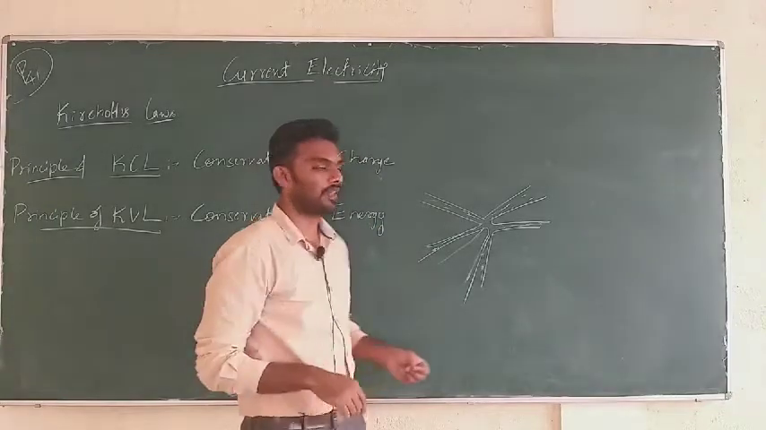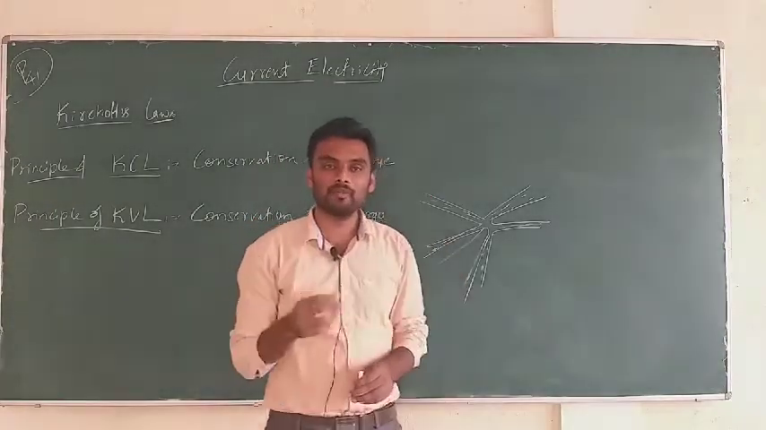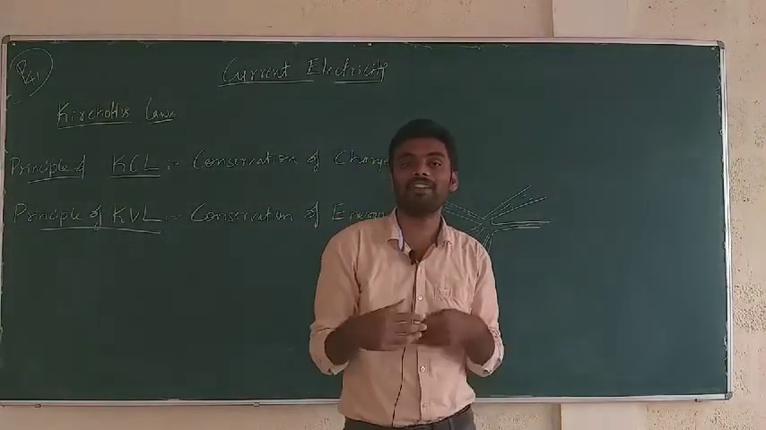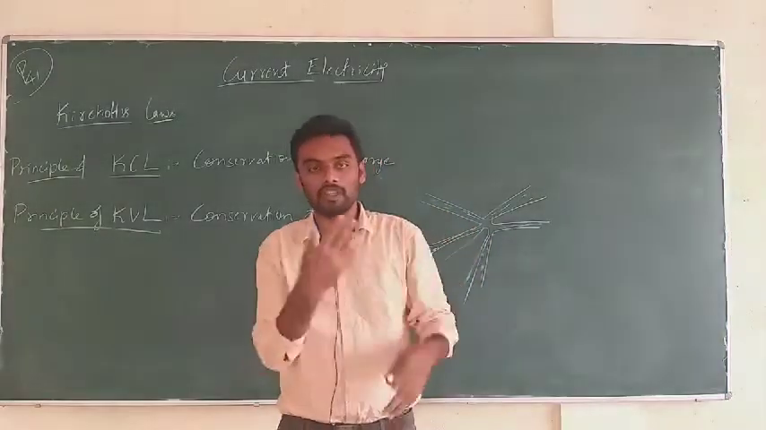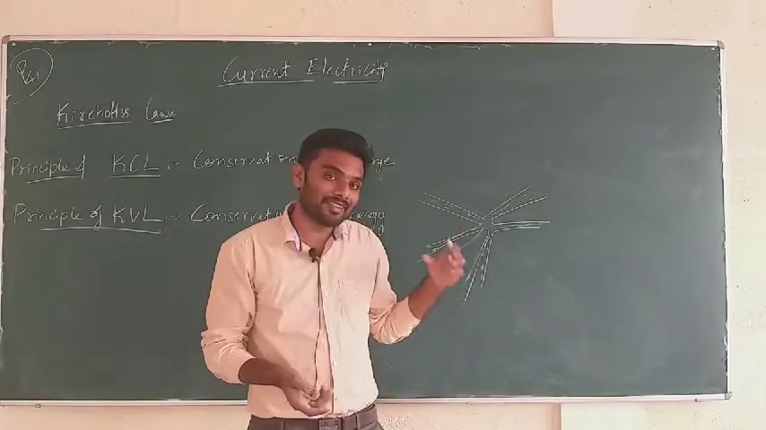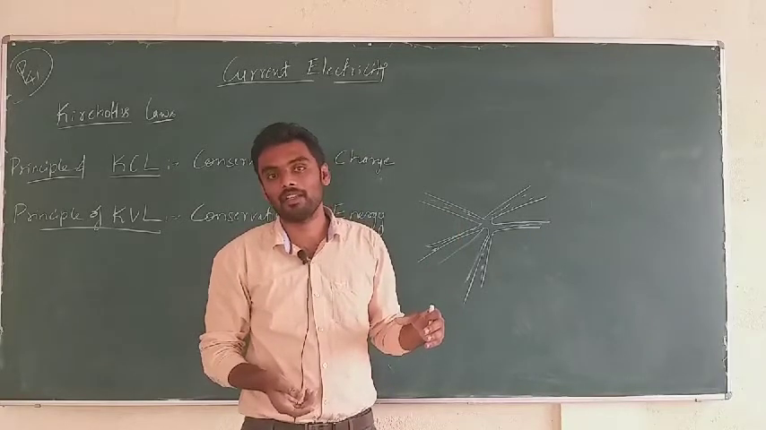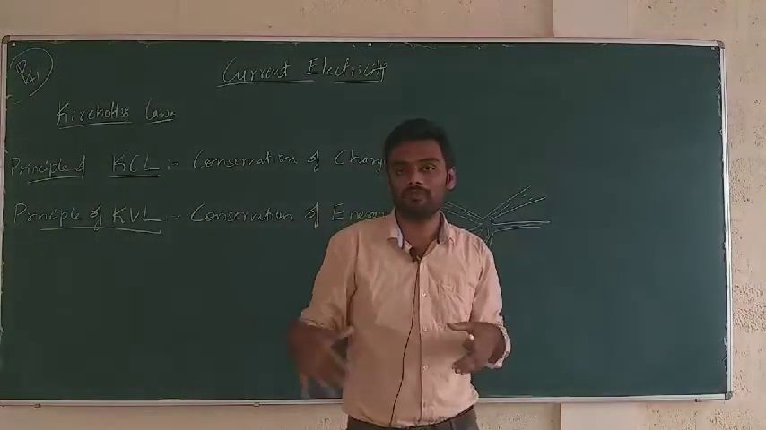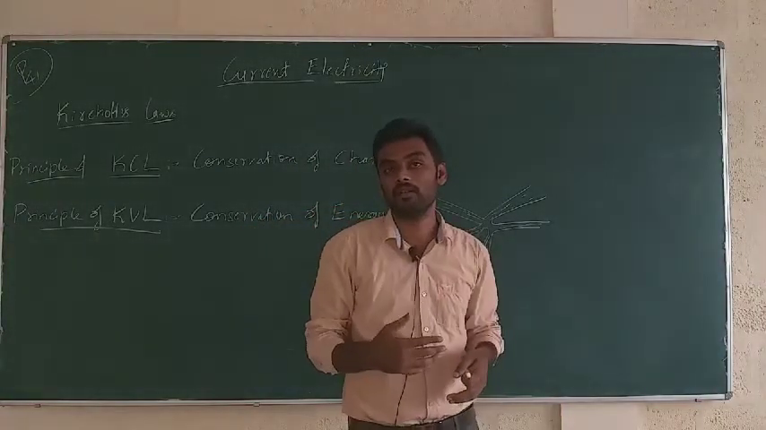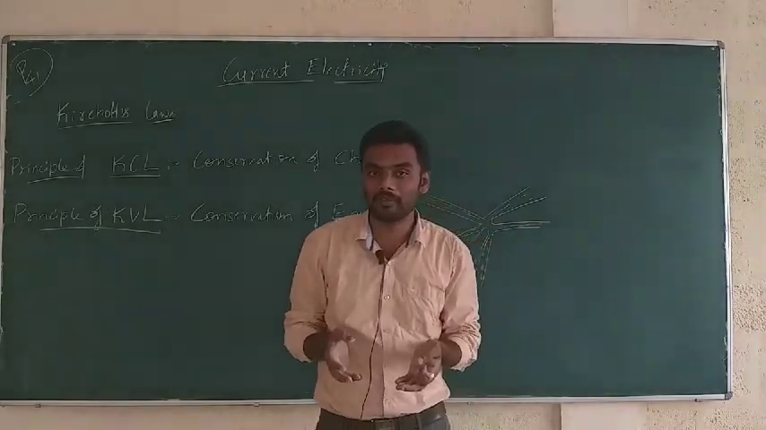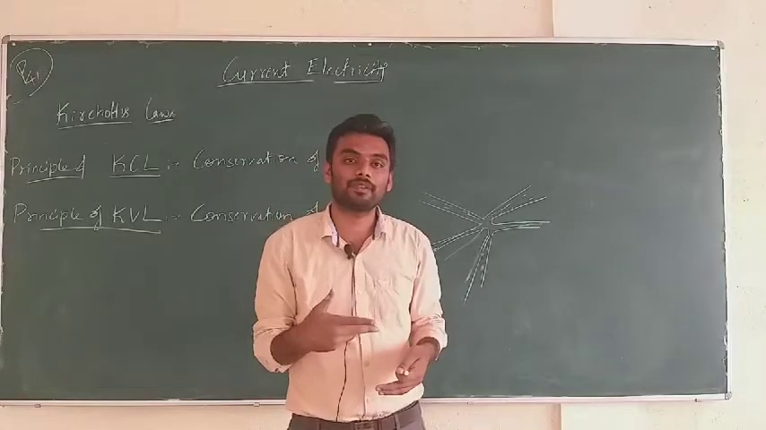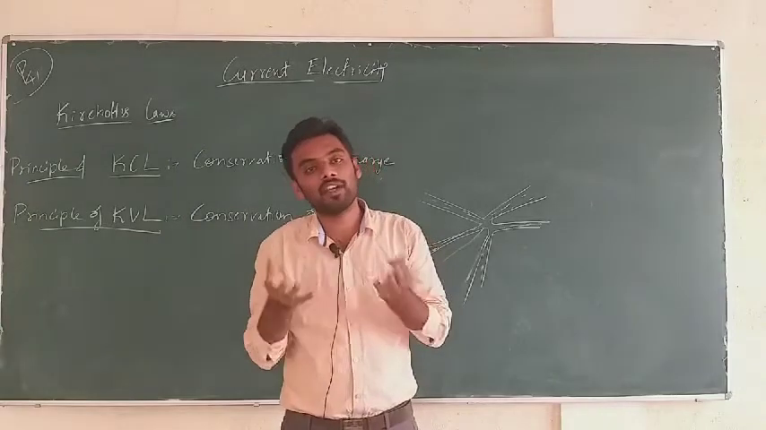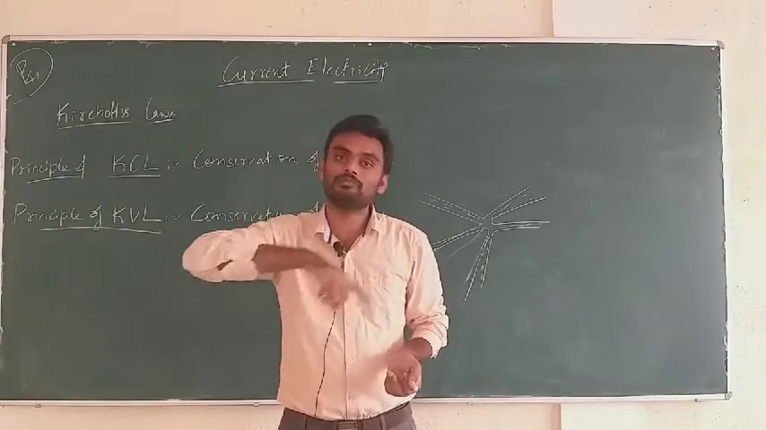So as we discussed, in a mesh, the EMFs, or the cells in the mesh, provide the energy for the current flow in the mesh. At the same time, the resistors in the mesh absorb the energy with the flow of current. In what form? You all know that whenever there is resistance, the resistors heat up. So these resistors are consuming the energy and the cells are providing the energy, right? So that is how it works.